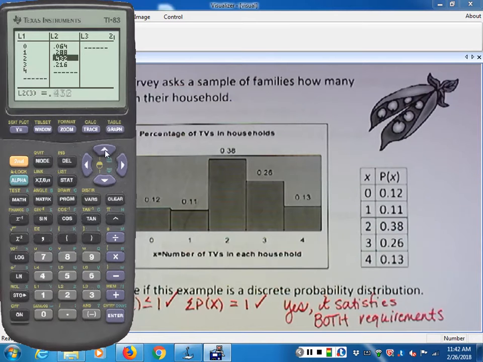Then we're going to go over to List 2, and we're going to enter the values of P of X, the probability that X takes on that value.